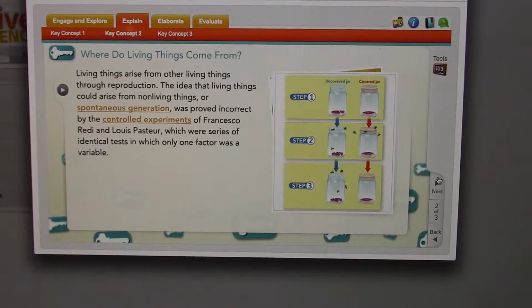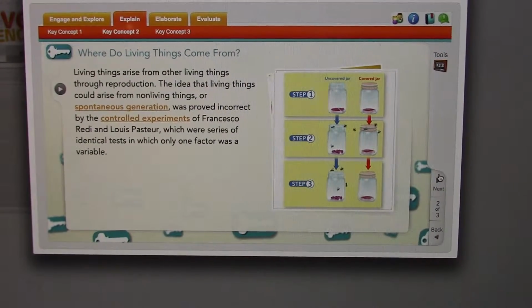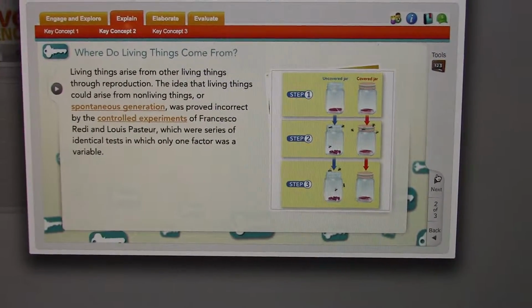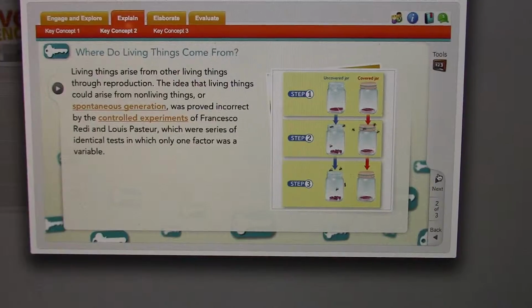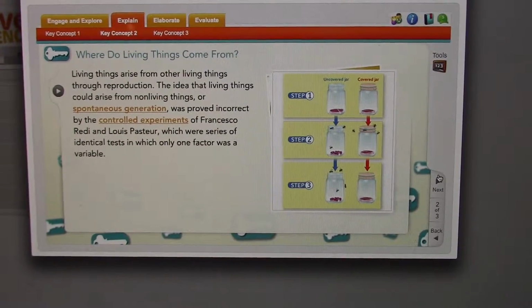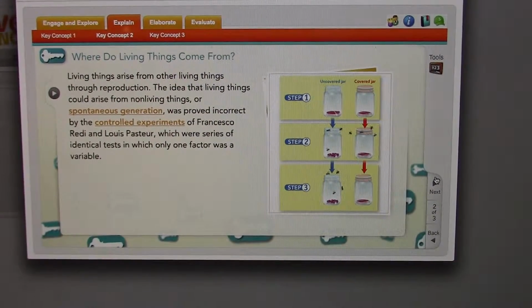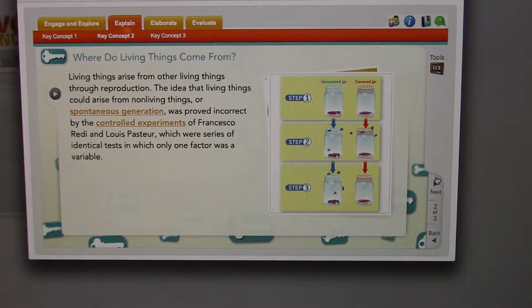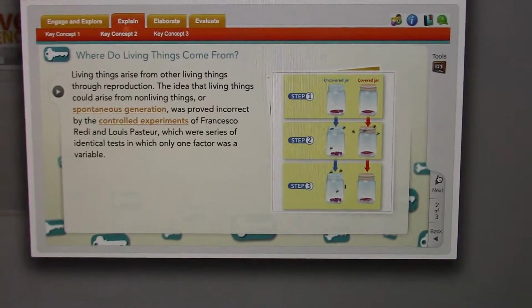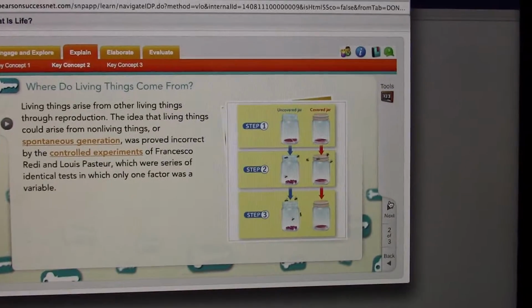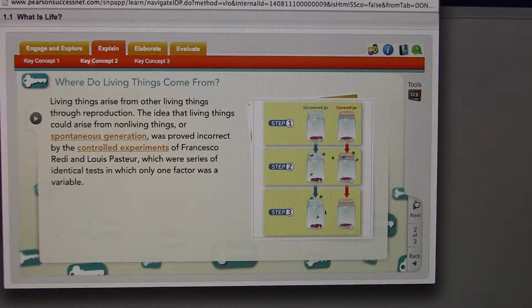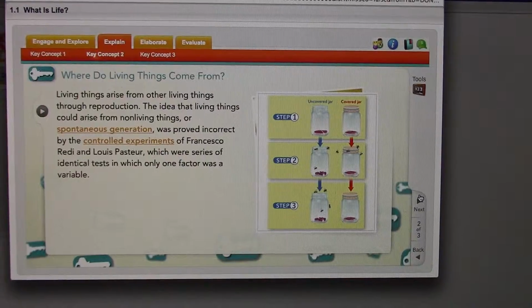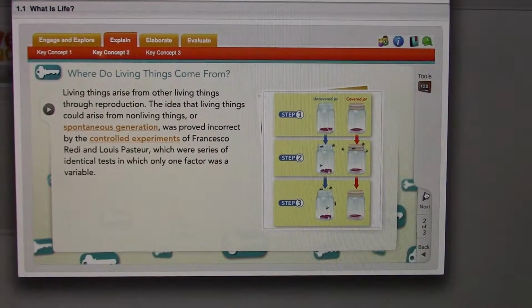So, the idea of this was, people thought for a very long time that flies just suddenly appeared on trash, like they generated out of the trash, and eels suddenly came to exist out of mud. How was this disproved? Well, Francesco Redi took 2 jars, right? One uncovered and one covered. You can see it on the right there. In both, he put a piece of meat.